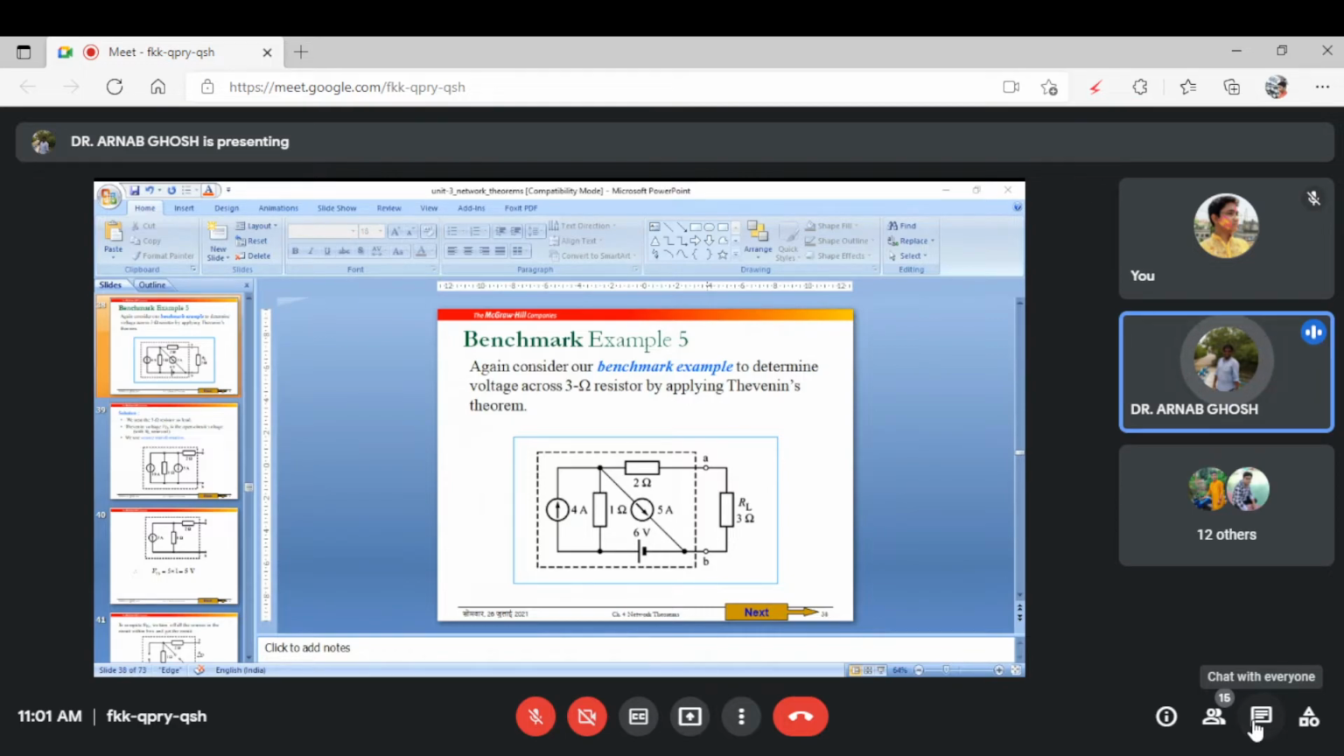Okay, so this is the same problem as that of the superposition theorem. You just have a look at this, but now you have to solve this based on Thevenin's theorem, and you have to calculate the voltage across the 3 ohm resistor. That is, your 3 ohm resistor will be your load resistor. You have to calculate the current through the 3 ohm resistor and multiply it by 3. Then only you can get the voltage across the 3 ohm resistor. So this is your load resistance now.